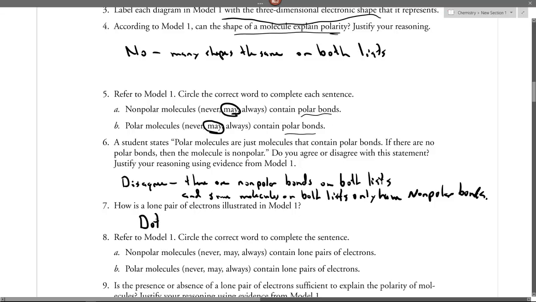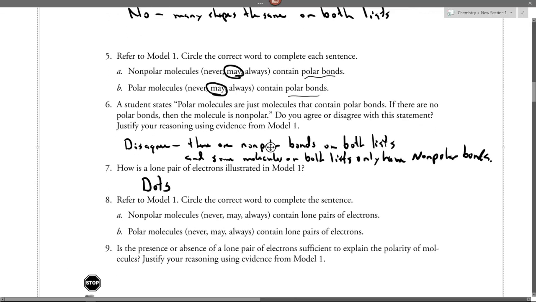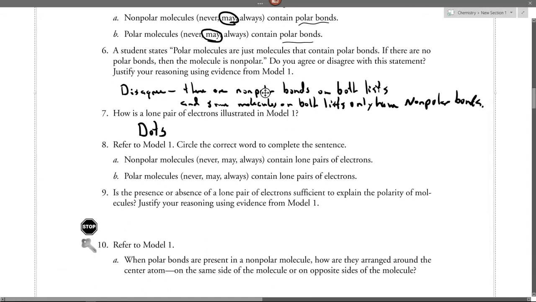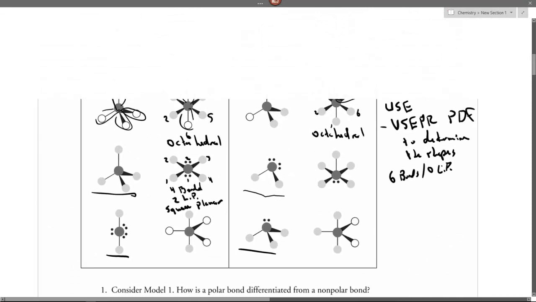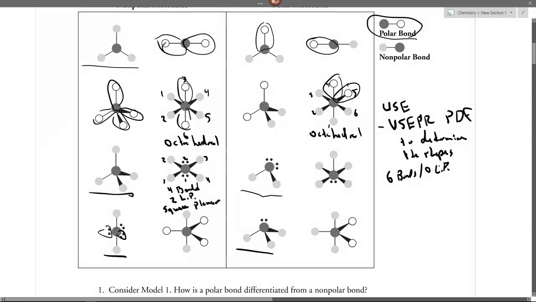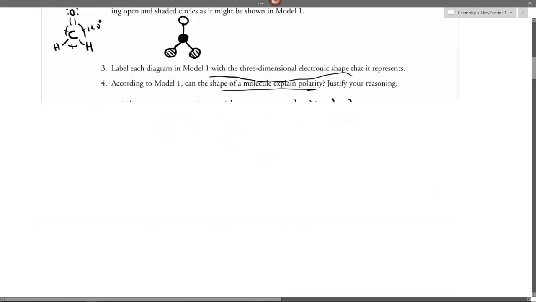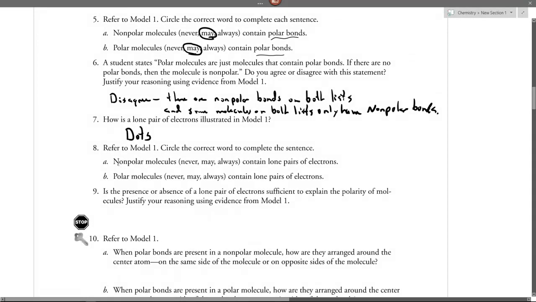We saw that. Those are dots, right? And let's see. Nonpolar molecules may contain lone pairs, and polar molecules may contain lone pairs. Let's take a look. Go up here back to the top so we can take a look at them. And look, here's nonpolar molecules have lone pairs of electrons, and polar molecules have lone pairs of electrons, but not all of them. So let's see this. So it looks like our nonpolar molecules may contain lone pairs of electrons, and polar molecules may contain lone pairs of electrons. They don't have to, right?